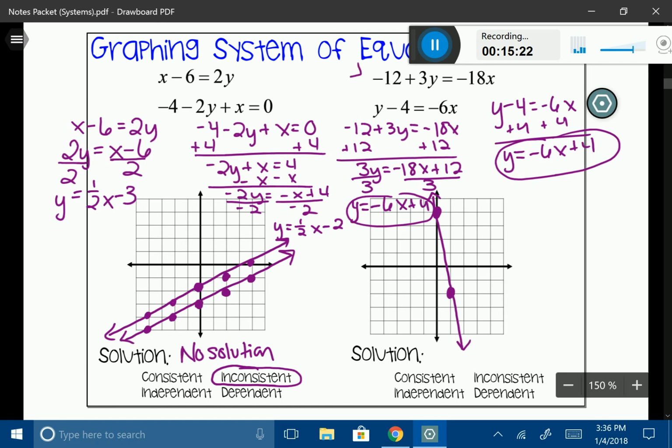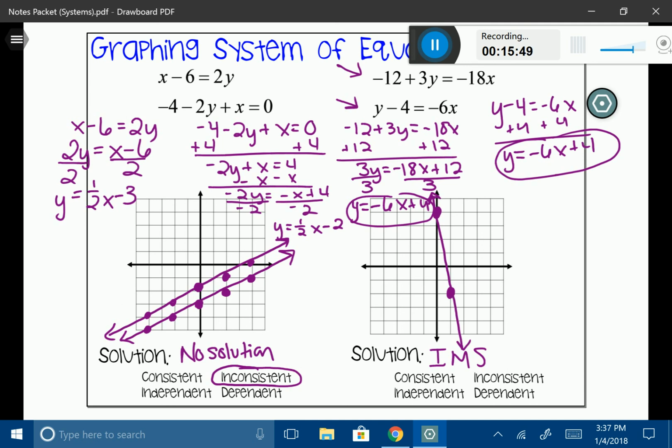So now that we landed with two equations that are the same, I really just have to draw one line, just like what I did here. But now when I write my solution, I'm going to write that there are infinitely many solutions. And if you don't want to write out infinitely many solutions, I am happy to write just IMS. That's perfectly fine. So if we talk about consistency, well, there is a solution and there's more than one, so I'm going to say that this is consistent. And is it independent or dependent? Well, independent means that there's one solution. Dependent means that there's many solutions. So this is going to be a consistent and dependent system of equations.